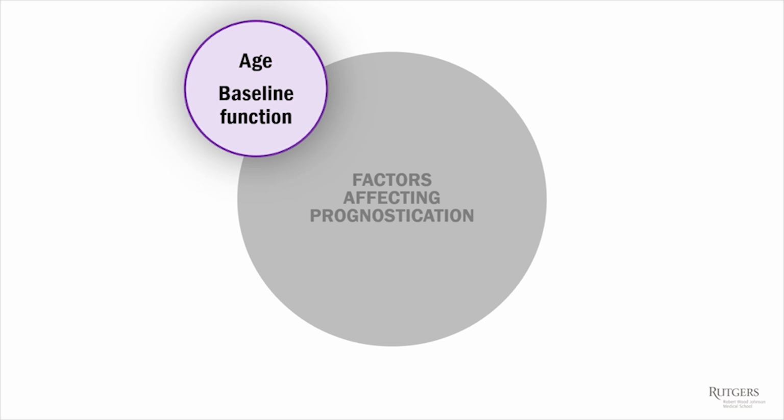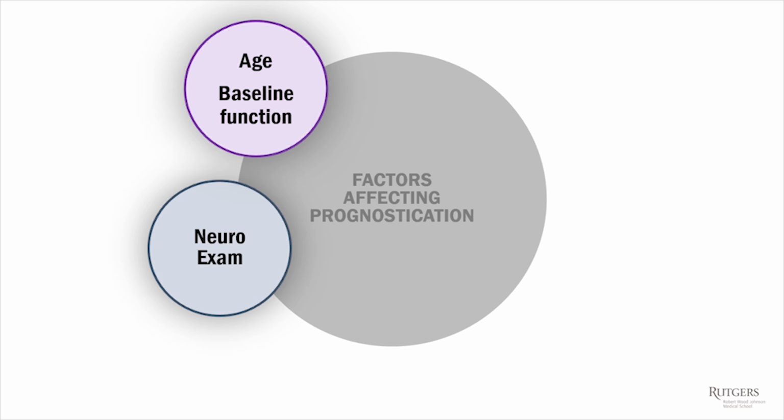Age, baseline function, and the patient's neurologic exam are arguably the best prognostic factors. So we would be very optimistic about a meaningful long-term neurologic recovery for a young, healthy woman who suffers a coma because of severe traumatic brain injury after a motor vehicle accident, but she is now awake and following some commands. The cause of coma is also important.